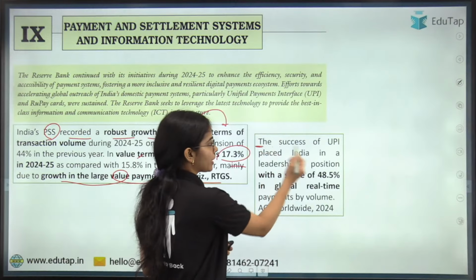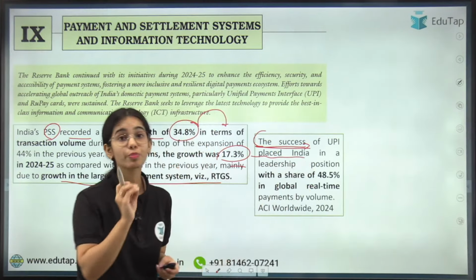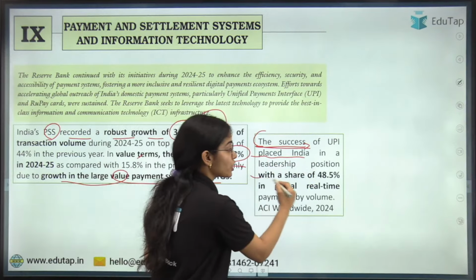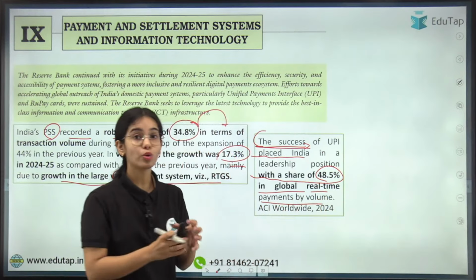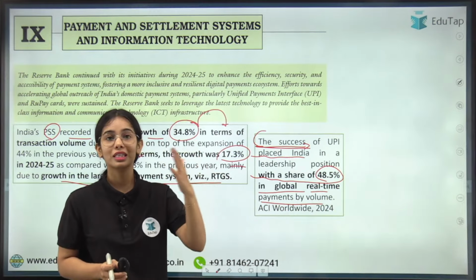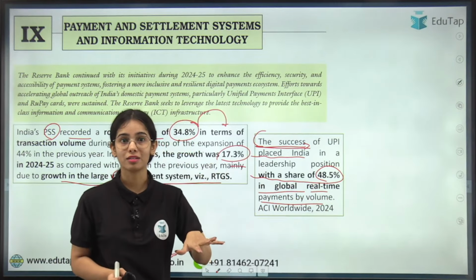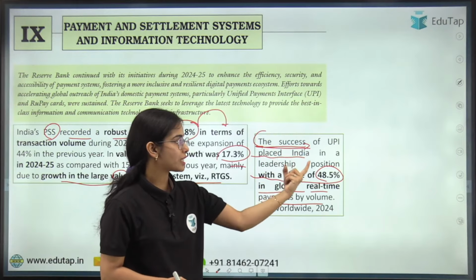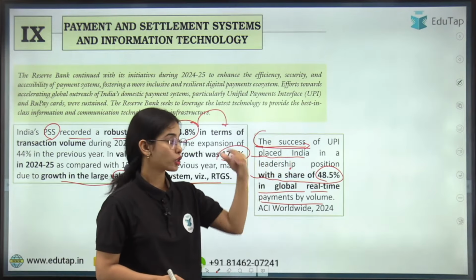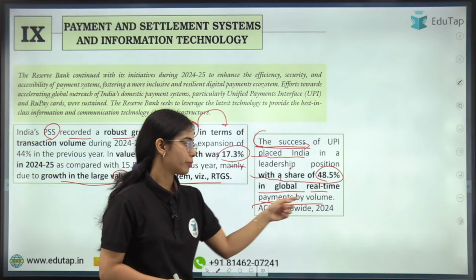The next point is the success of UPI, which placed India in a leadership position with a share of 48.5% in global real-time payments by volume. So nearly half of the global real-time payments volume is India's. This is the success of UPI, placing India in the top position with a share of 48.5% in global real-time payments by volume.